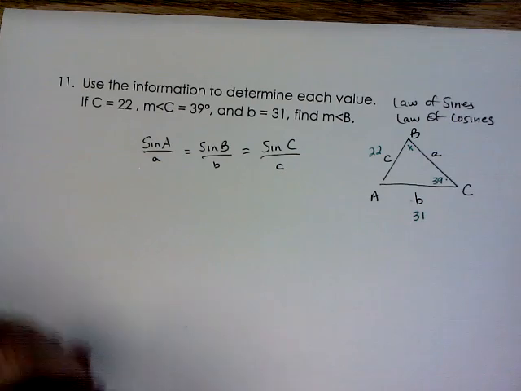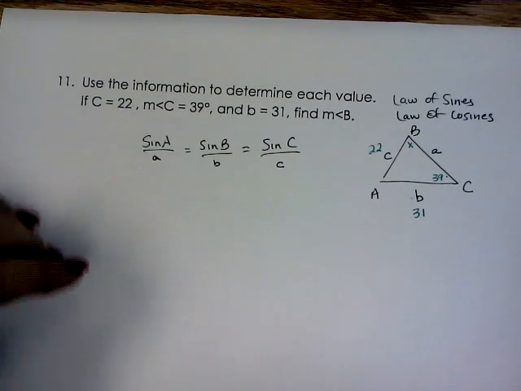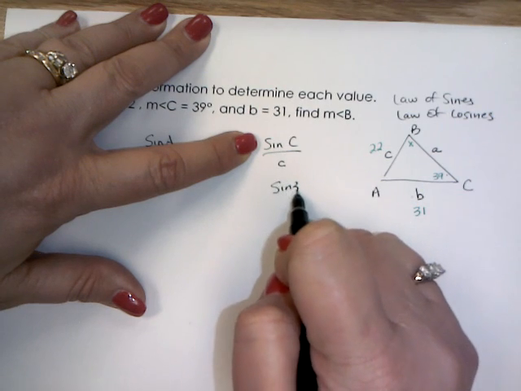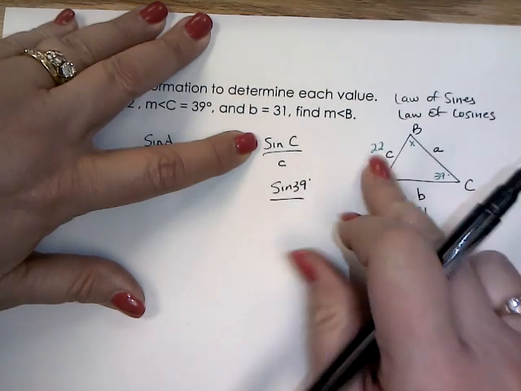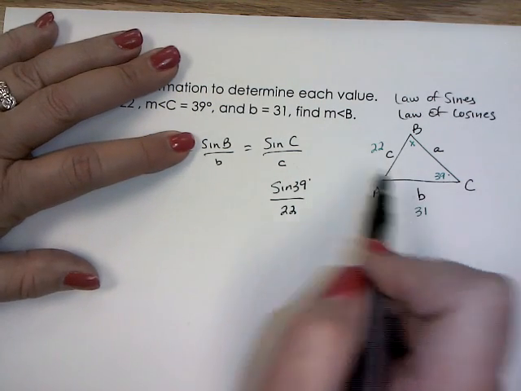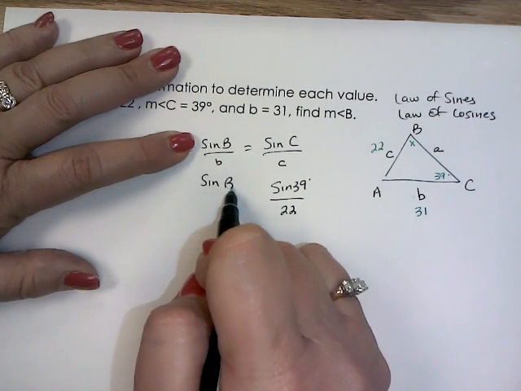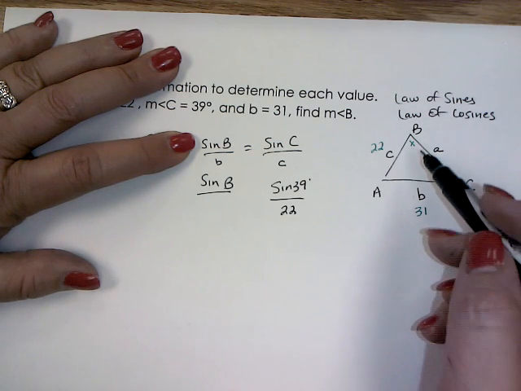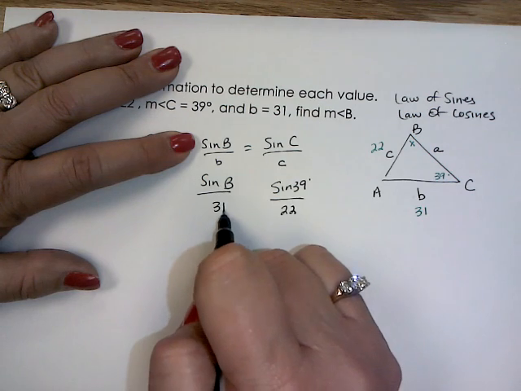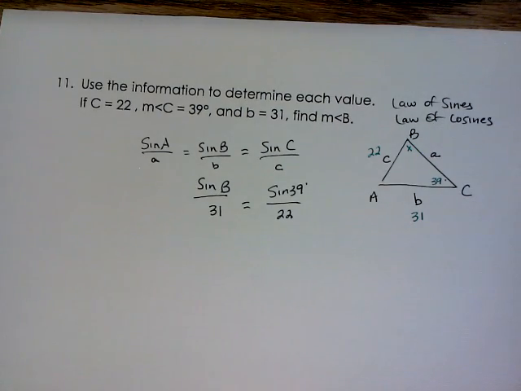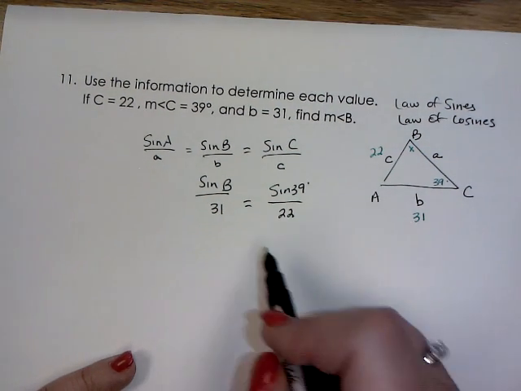So right away I know that I have the sine of 39 degrees over my side, which is 22. I don't know what that angle is, but I'm going to find it because an inverse trig function will do that. And I know that the side is 31. I now have a proportion. I don't even have to involve side A. To solve the proportion now, I'm just going to cross multiply.